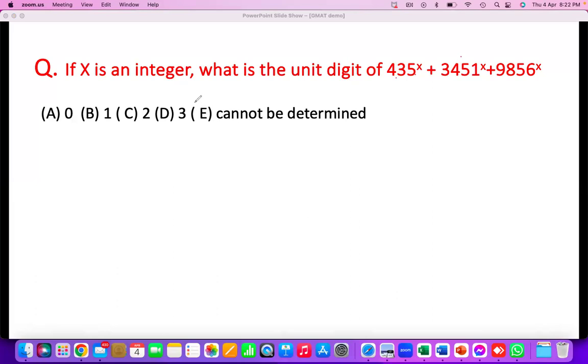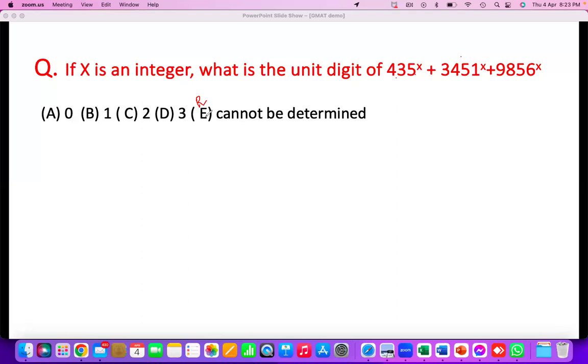Give me a second. Ranak, have you placed a guess only or have you calculated? Because it's not an equation. If it was equal to something, then we could have calculated.